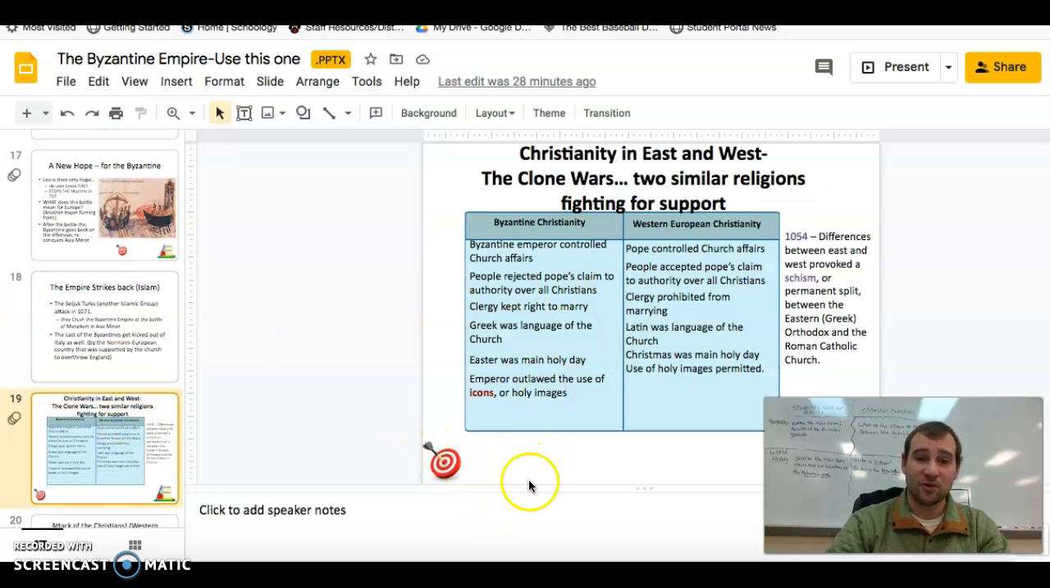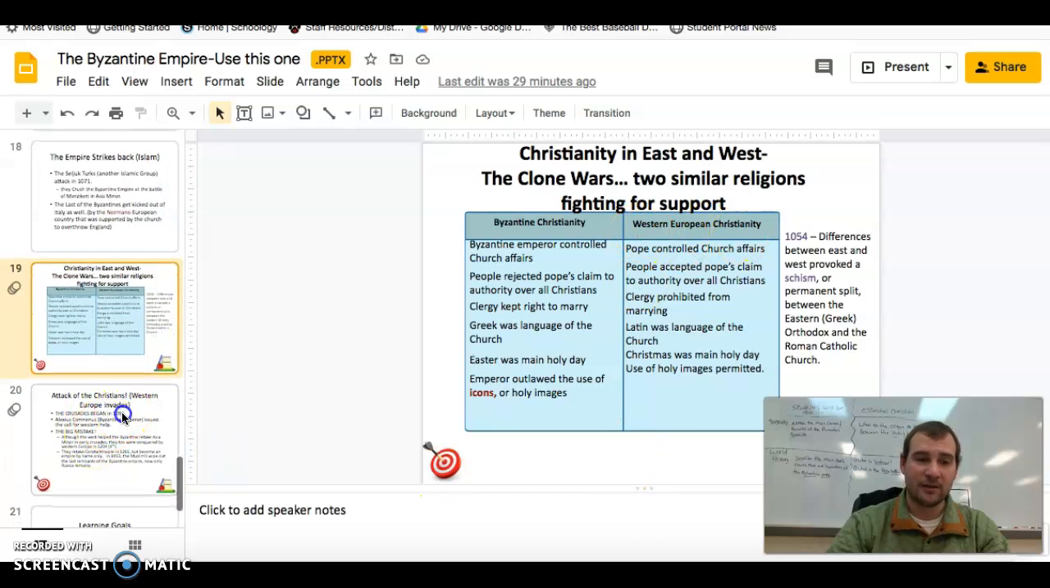What I need you guys to do though is to jot down this slide here. There'll be some schism questions on the test. Basically, the church is split. We're going to have Eastern Orthodox, and we're going to have Roman Catholic, or basically Western European Christianity. So jot down the differences there. We'll spend more time on them later.